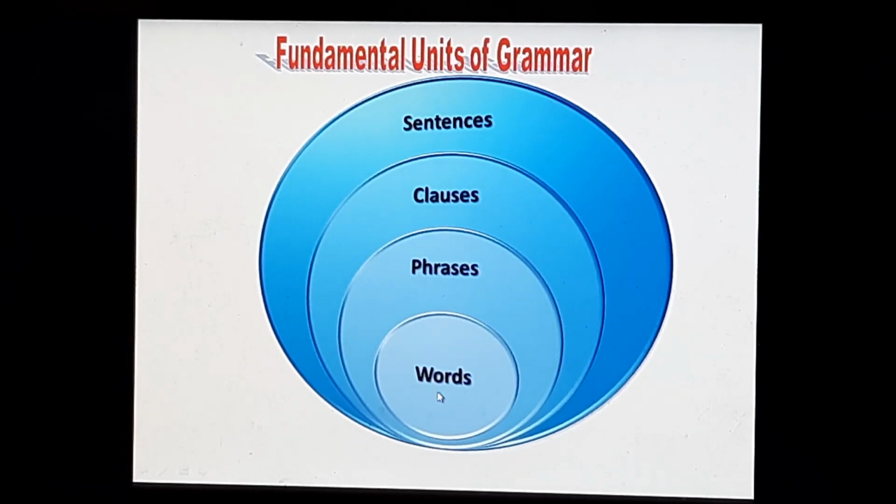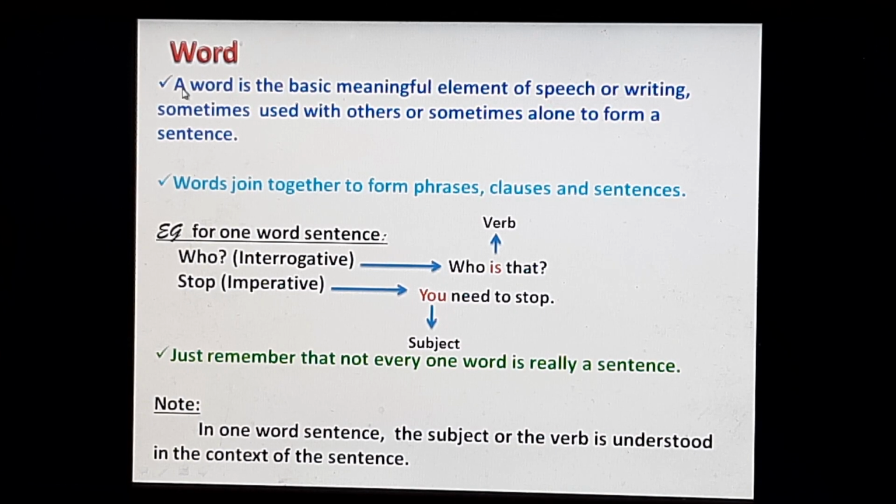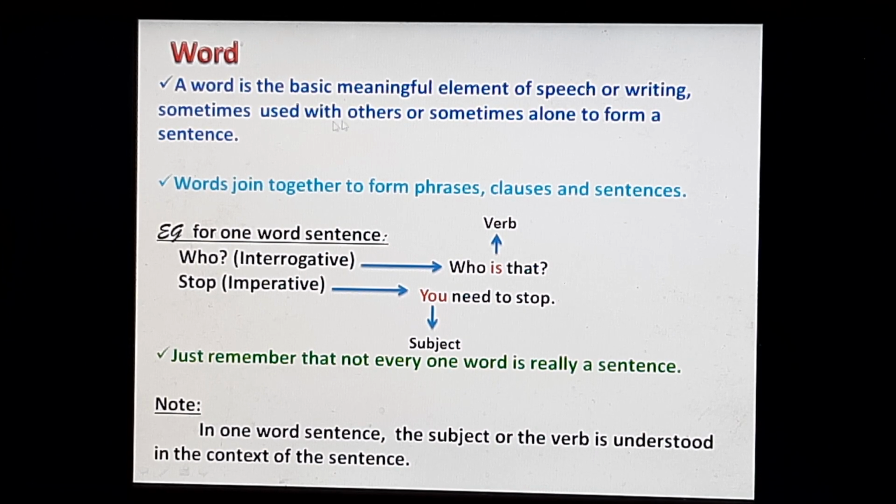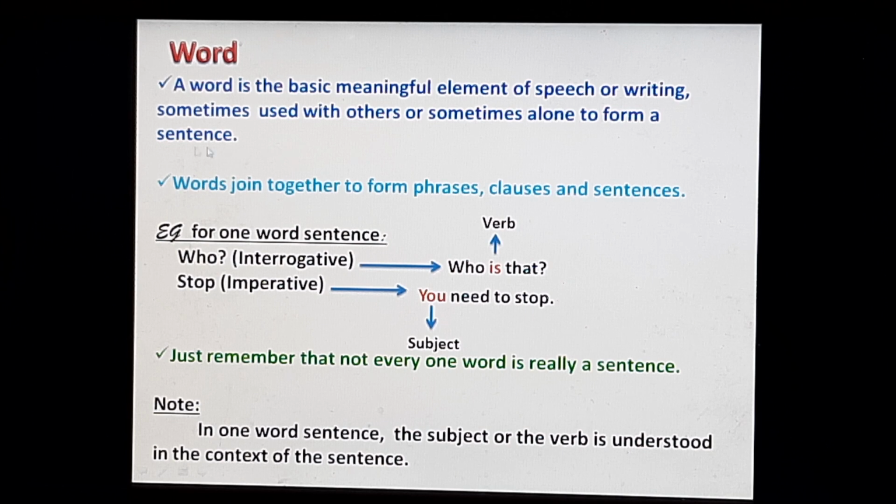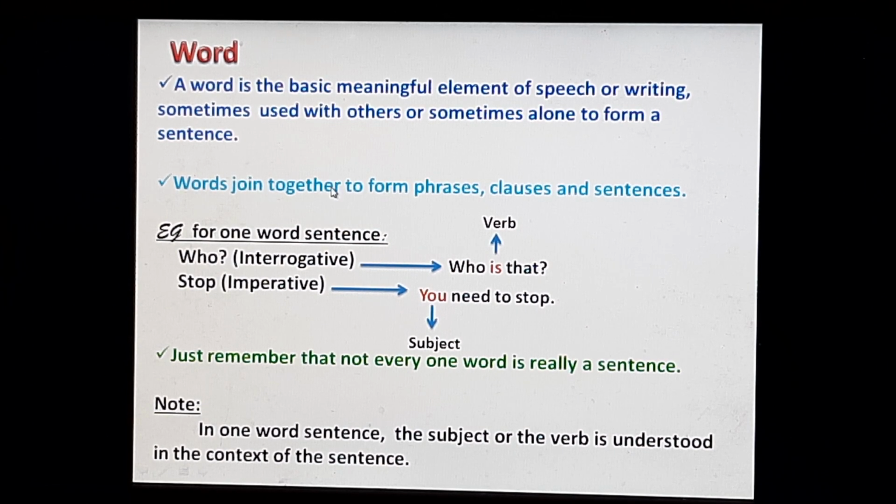So words are the basic unit of grammar. From words we get phrases, clauses and sentences. Now, what's a word? A word is the basic meaningful element of speech or writing, sometimes used with others or sometimes alone to form a sentence. So, when words join together, they form phrases, clauses, and sentences. Sometimes, when they come alone, they form one word sentence.